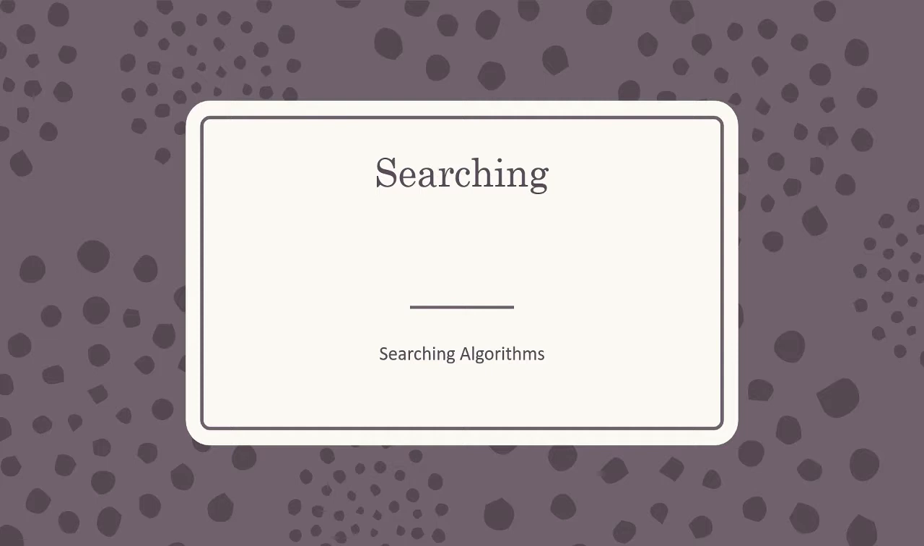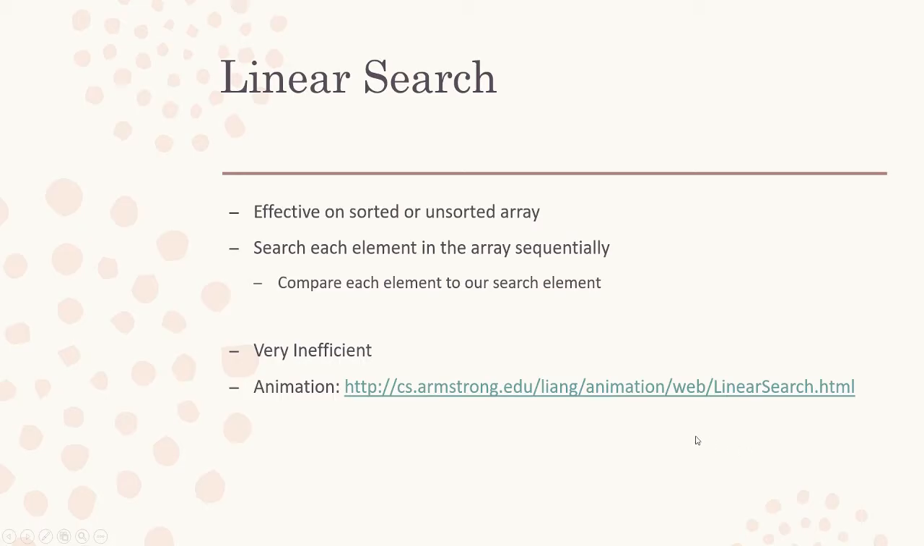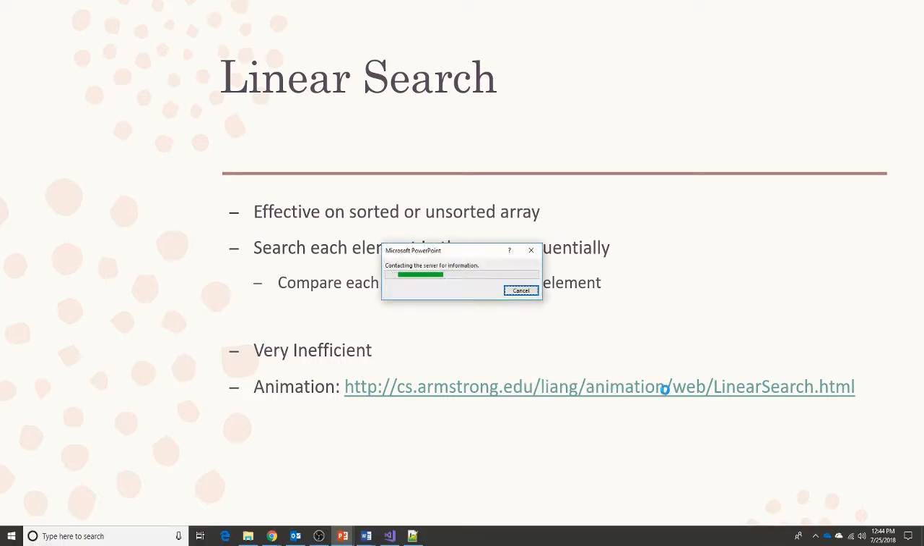implications. So first, searching. We can have a standard search, and you guys have implemented a standard search. And here's an animation. Whenever we're working on a linear search, we're just looking for a specific item in an array. A linear search is effective on a sorted or an unsorted array, and we're going to search every element in the array sequentially from the beginning to the end and compare each element to our search element to see if it matches. Now, this is a text animation that's available.